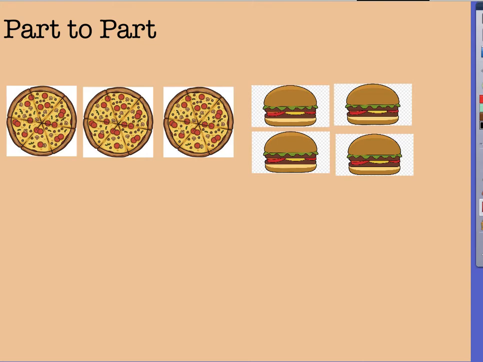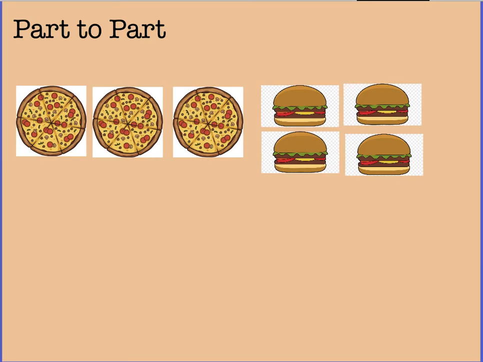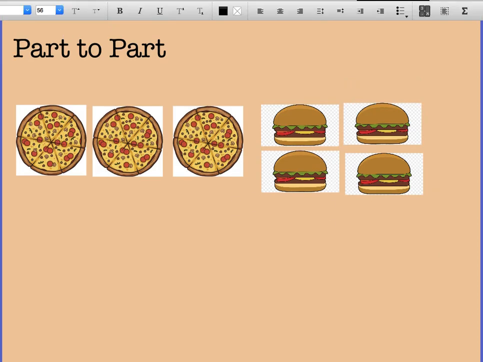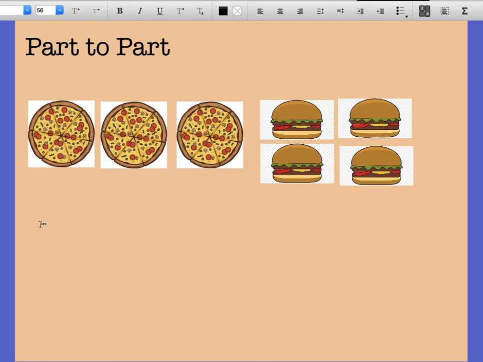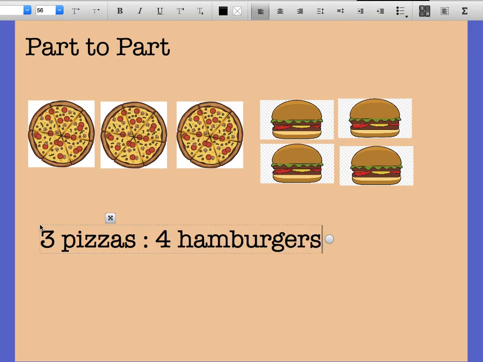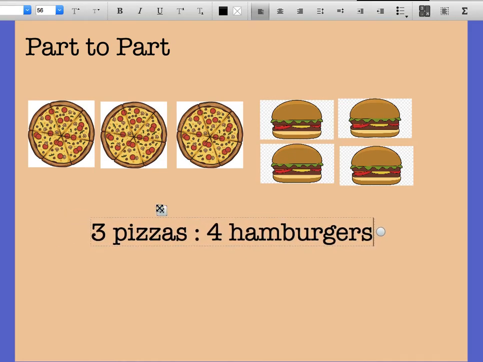Let's look at part to part now. So part to part is going to compare two different things. So if I just said pizzas to hamburgers again, I would write 3 pizzas to 4 hamburgers. We could say that they are all food items, but part to part is only comparing two parts of the things that we're looking at.